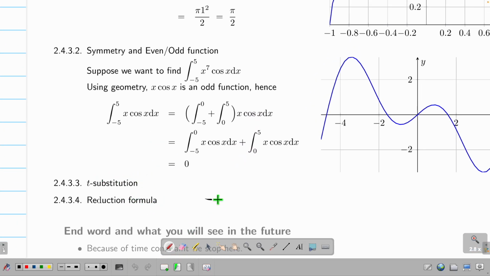T substitution means due to some reason, you let x be half theta. And then you do some very crazy sine cosine formulas, and then you can solve some very crazy sine cosine equation. But I will say, screw it, e^(i theta) all the way. Okay, reduction formula, screw it, e^(i theta) all the way.